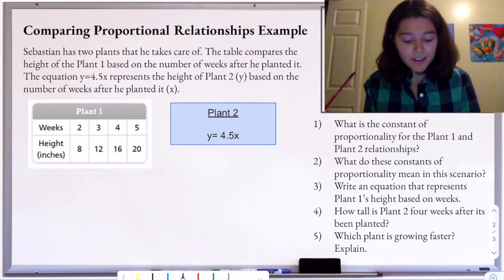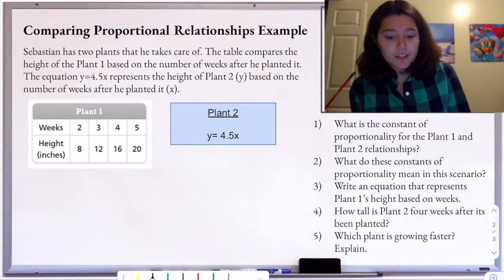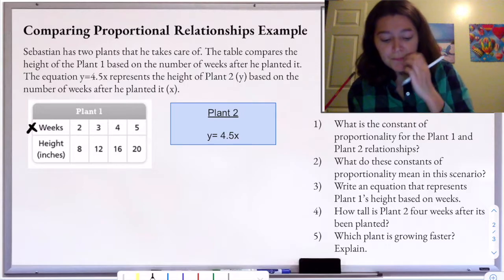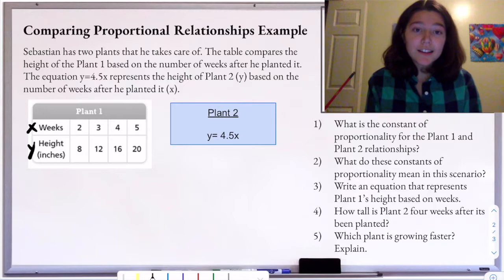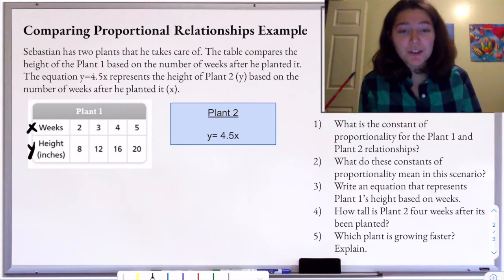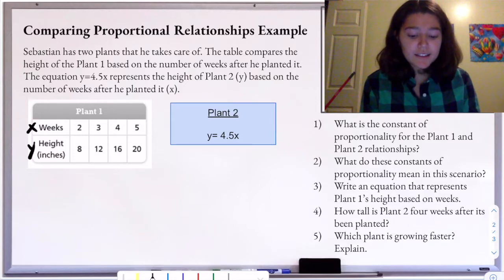So we're really thinking about the same 2 variables, the same 2 quantities, and then the same x or y, right? Our weeks is going to be our independent variable. It's what he has control over. That's going to be our x. When is he actually measuring it? 1 week, 5 weeks, 10 weeks? How long after he planted it. And then y is the dependent variable.